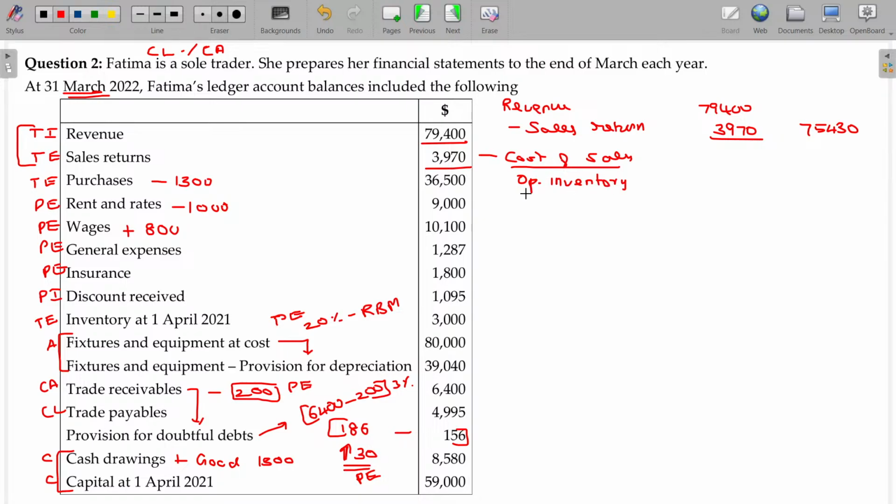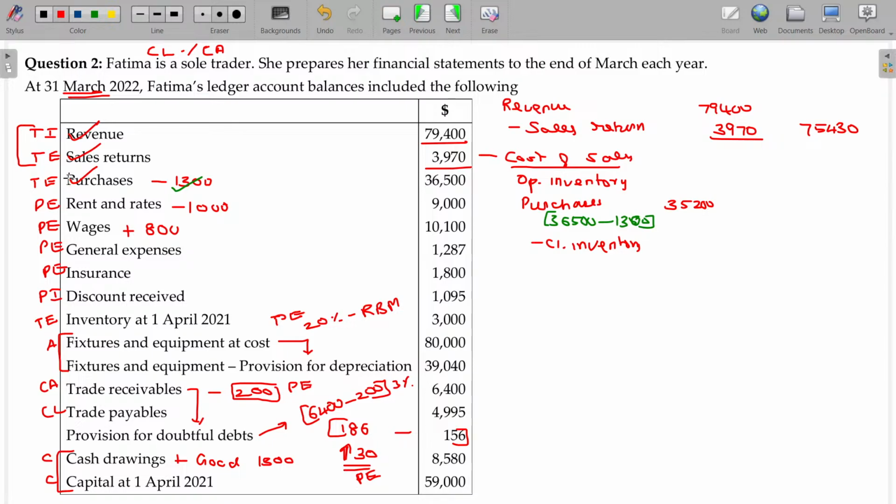Opening inventory, purchases, and less drawings. Closing inventory. We have recorded this one, purchases 36,500, and you have to subtract the drawings from that. Then net purchases being 35,200.